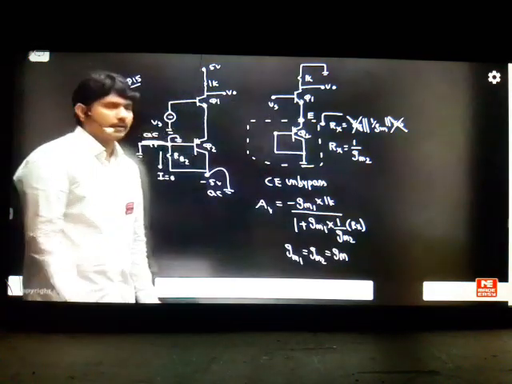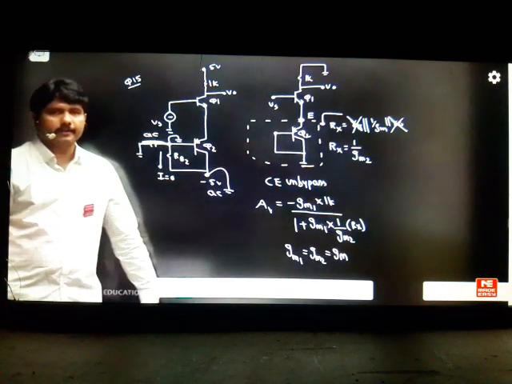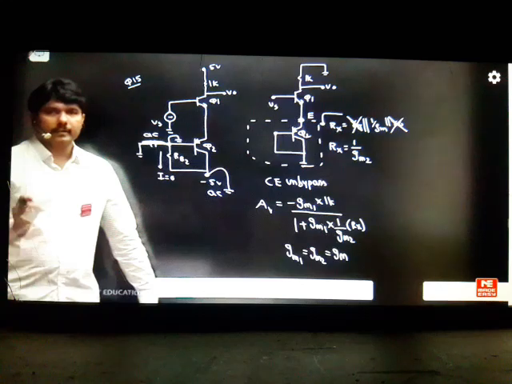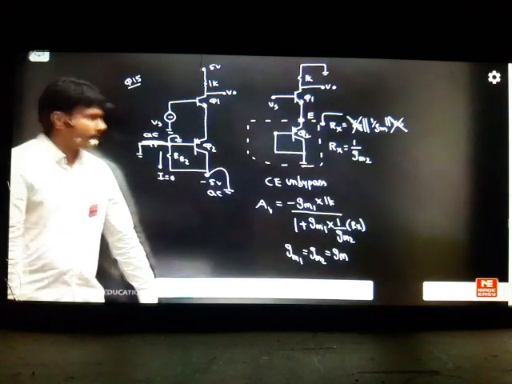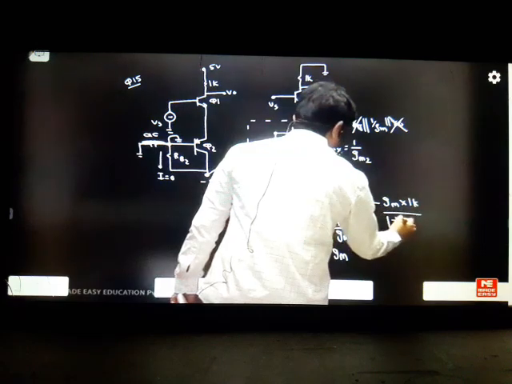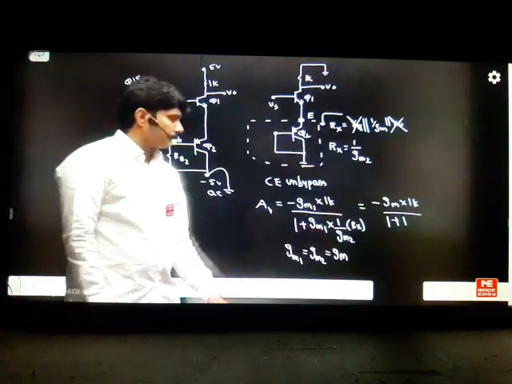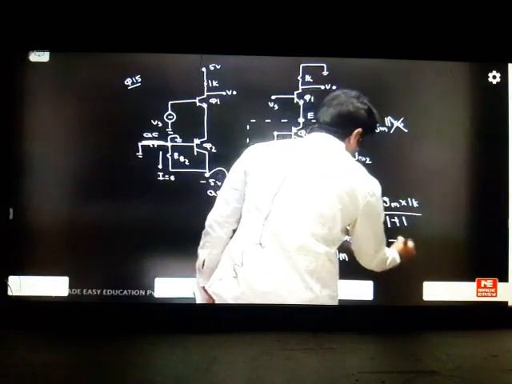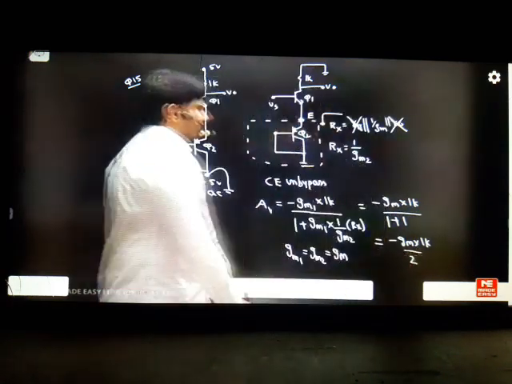Both the Gms will be same when the operating currents are same, because Gm is proportional to operating current. So in the statement you have to understand that both the transistors are biased with the same operating current, which means Gms will be same. So if Gms are same, you can write it as minus Gm into 1K by 1 plus 1. These are same Gms, so 1 plus 1. So the answer is simply minus Gm into 1K by 2.